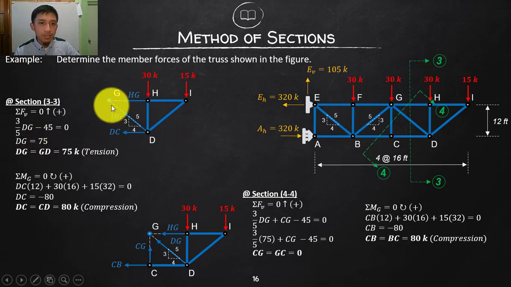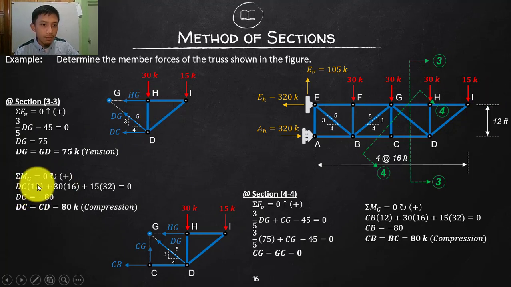Now I will proceed with taking a moment at joint G. Since I will cancel out these two forces already, I will be taking a moment. This will give me clockwise, and this will give me clockwise, so these are all clockwise moments. Let me start with the moment of DC with a moment arm of 12.